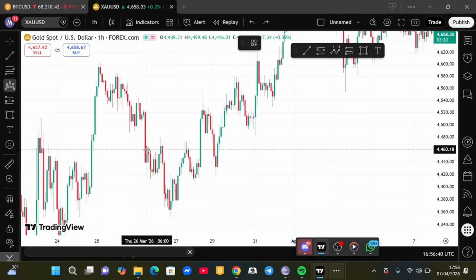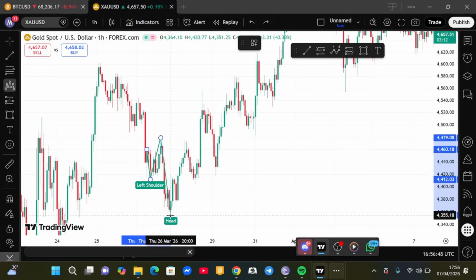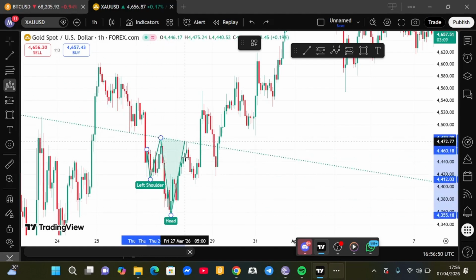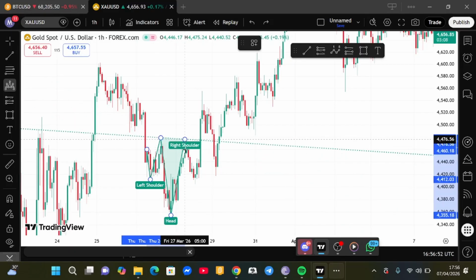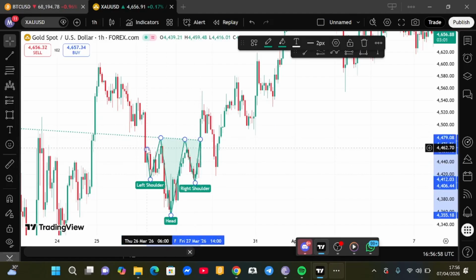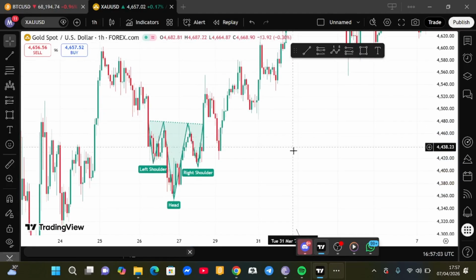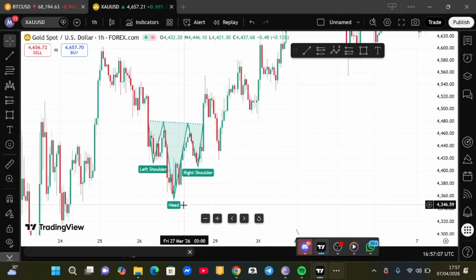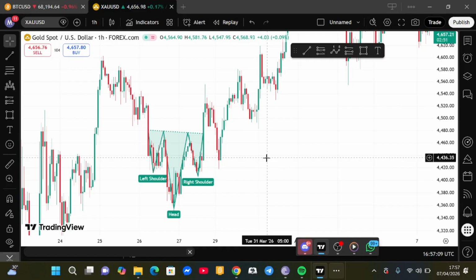So you see it from here, it forms something like this, like this, like this. All right, so this is it. This is an inverse head and shoulder. So you see your left shoulder, your right shoulder, your head.